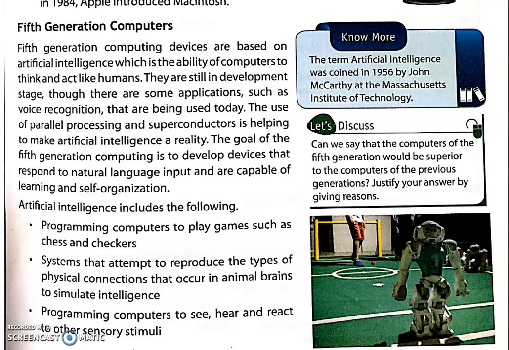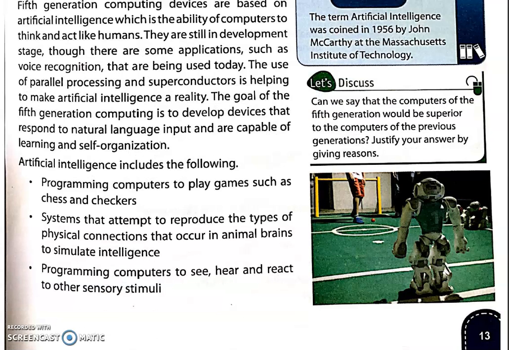The goal of fifth generation computing is to develop devices that respond to natural language input and are capable of learning and self-organization. Now what we are trying to do is give a vocal command to a computer so that the computer can think and act for itself instead of waiting for a command from ourselves. Artificial intelligence includes the following things: programming computers to play games such as chess and checkers, systems that attempt to reproduce the types of physical connections that occur in animal brains to simulate intelligence, and programming computers to see, hear, and react to other sensory stimuli.